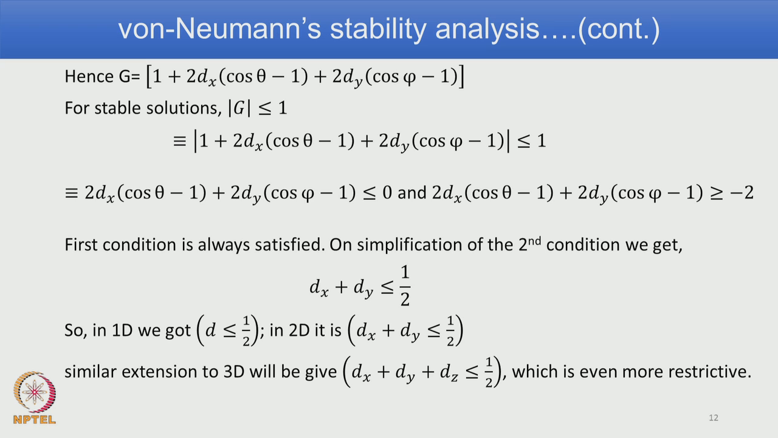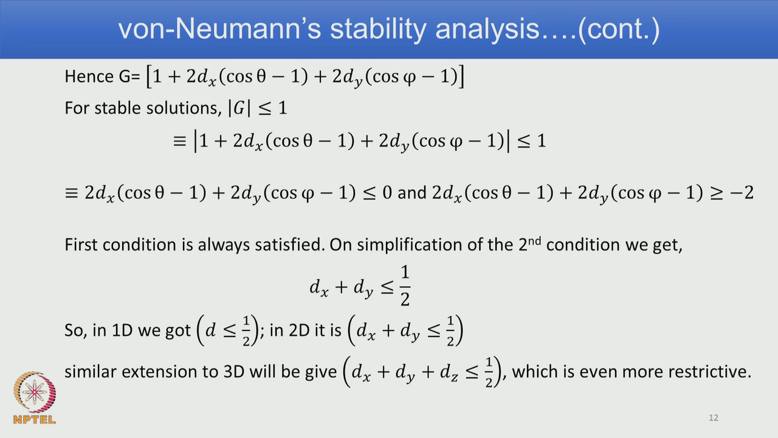So, whenever you have such a summed up condition, that is dx plus dy is a summed up limiting condition, then there is a restriction. So, you recall d is defined as alpha delta t by del x squared. Similarly, when it comes to two dimensional, dx is alpha delta t by del x squared, dy is alpha delta t by del y squared, and you have a summed condition dx plus dy less than or equal to 1 by 2. So, whenever you have such a summed condition, it becomes restrictive.